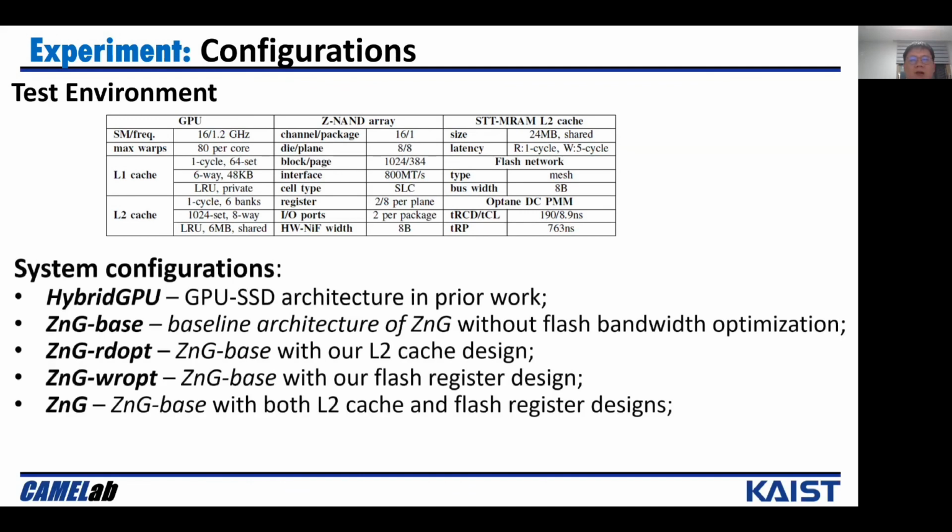We also configure 5 different system configurations. Hybrid GPU is the GPU-SSD architecture we mentioned before. ZnG base is the baseline architecture of ZnG, which does not adopt the flash bandwidth optimization. ZnG read OPT is ZnG base with our L2 cache design. ZnG write OPT is ZnG base with our flash register design. And lastly, ZnG is ZnG with both the L2 cache and the flash register designs.